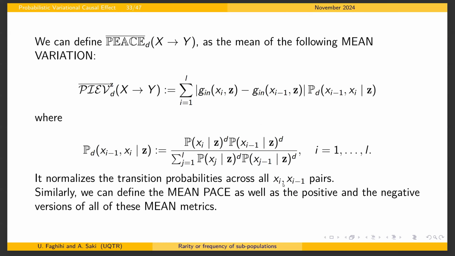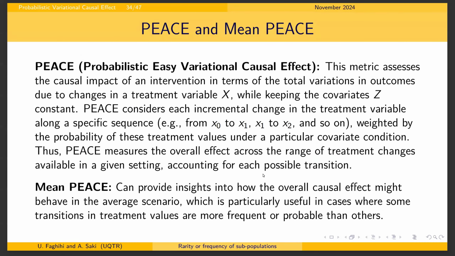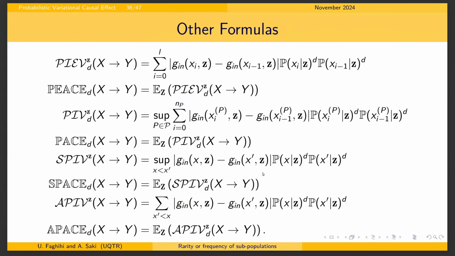And I'm going to show you in the code. The final thing that I think is very important here is that we also calculated the mean PACE formula. In the mean PACE formula, what you see here is that we are normalizing the transition probabilities across xi and xi minus 1 by dividing by this. So we can define mean PACE as well as other formulas in our framework. I wanted to explain this like that, but I think it's better that I show you the formula here and then give you some examples.